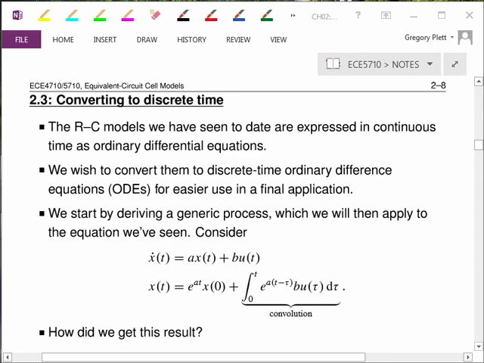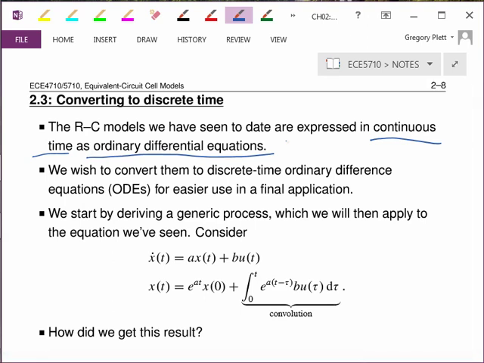We've seen in this model so far a continuous time model of a cell, or an ordinary differential equation. And we wish to convert this continuous time model into a discrete time ordinary difference equation, or an ODE, for easier use in our final applications, which are going to be discrete time applications.